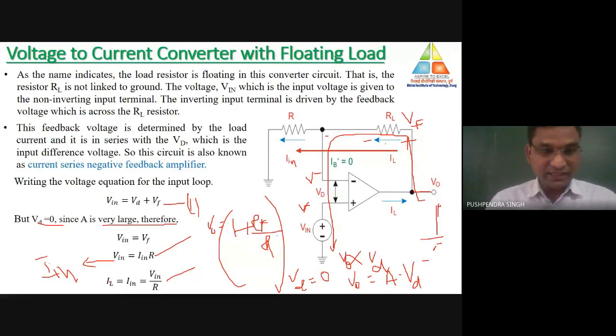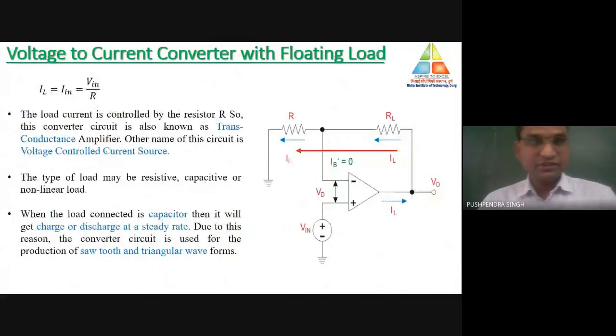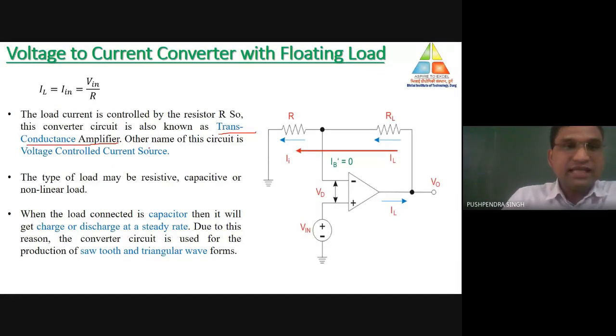So load current is directly proportional to input voltage. But that will also depend on the value of this resistance R. IL is inversely proportional to the value of input resistance R. That's why it is also called as transconductance amplifier. Load current is controlled by the input resistance R. So voltage to current converter with floating load is also called as transconductance amplifier.